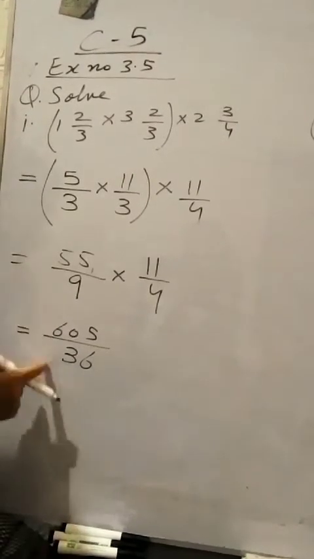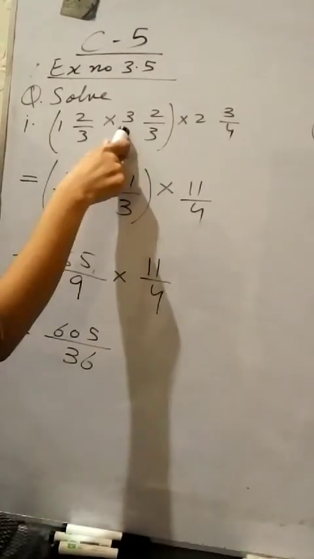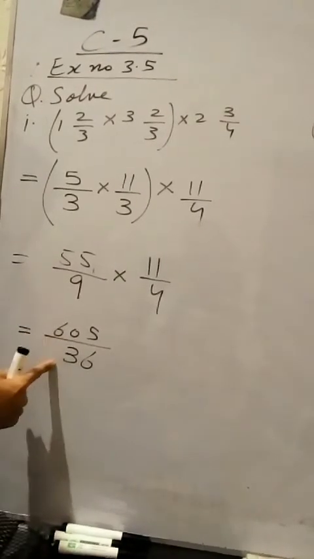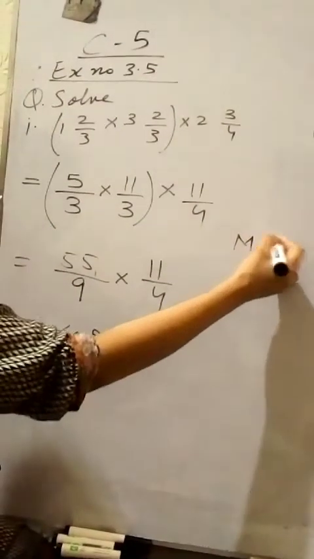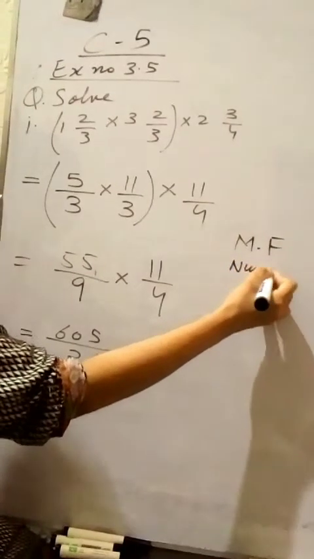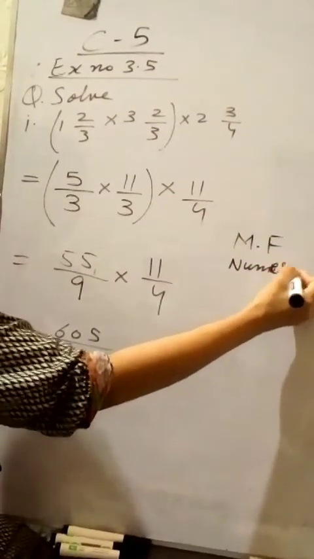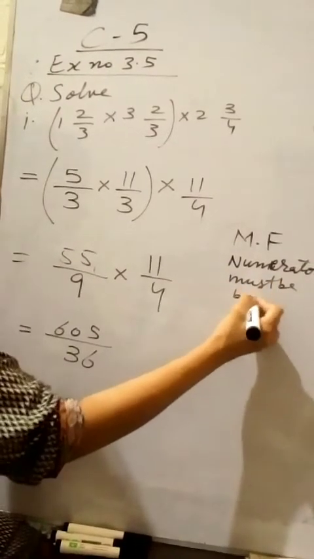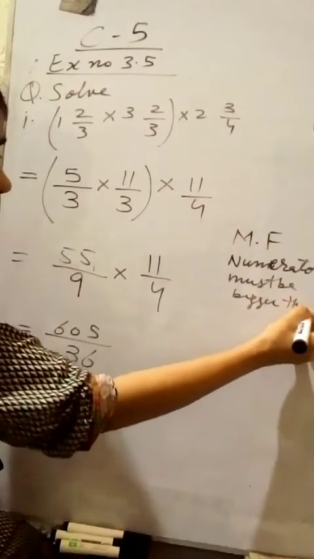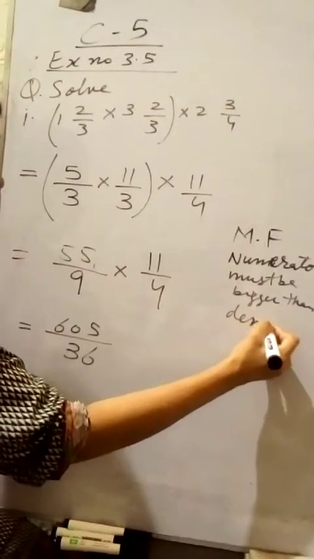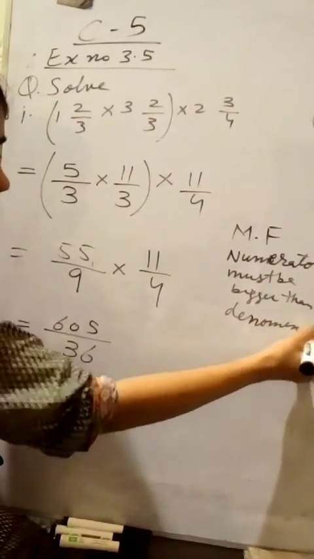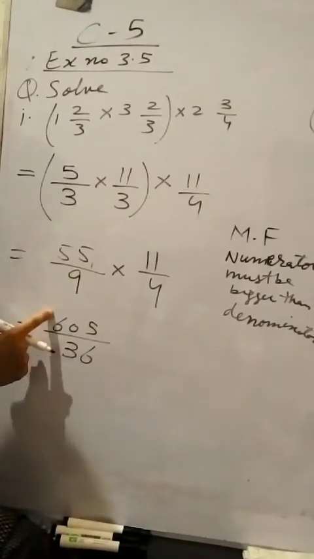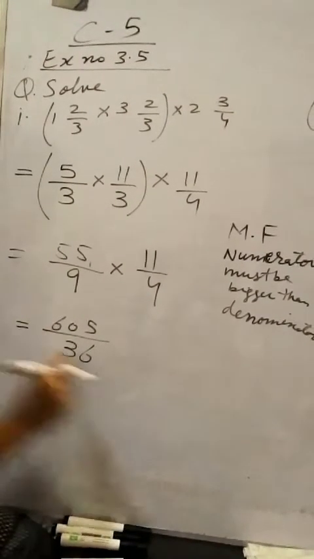But can I make the mixed form? Yes. Why? The numerator is bigger than the denominator. For finding the mixed form, the numerator must be bigger than the denominator. Yes, mixed form is possible.